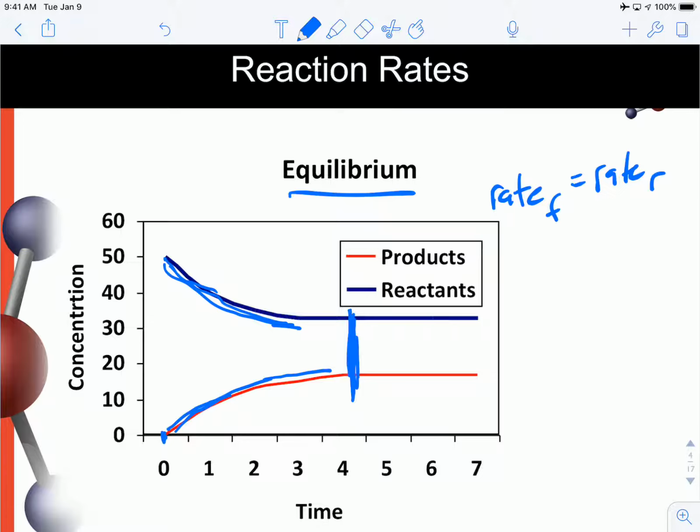It's also important to realize that the concentrations are not necessarily equal, and that's why this graph is drawn the way it is. You could theoretically get that rare case where they actually are at the exact same concentration, but that's just a rare particular case that might happen. That's not the definition of equilibrium. It has nothing to do with the concentrations. It has to do entirely with the rates. And as a result, the concentrations do not change. It's an important concept to get down.